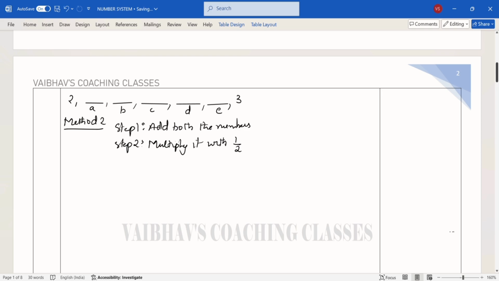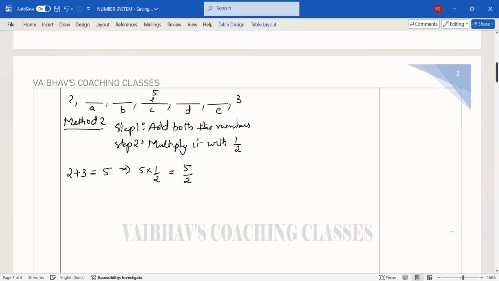Okay, so what is step 1? Adding both the numbers. So I'll add 2 plus 3, which gives me 5. And what's step 2? Multiply the given number 5 with 1 by 2. So what does that become? 5 ones are 5 divided by 2. I prefer writing this 5 by 2 in the position C.